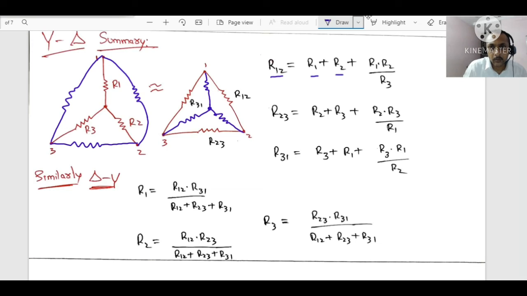R1 plus R2 plus R1 into R2 divided by R3. Similarly R23, you remember like this, 2, 3 are there, no? R2 plus R3 plus R2, R3 divided by R1. R31 also like this. Similarly, if you want R1, you multiply these two; R2, you multiply these two; R3, you multiply these two, divided by the denominator, which is the same. This is the summary.